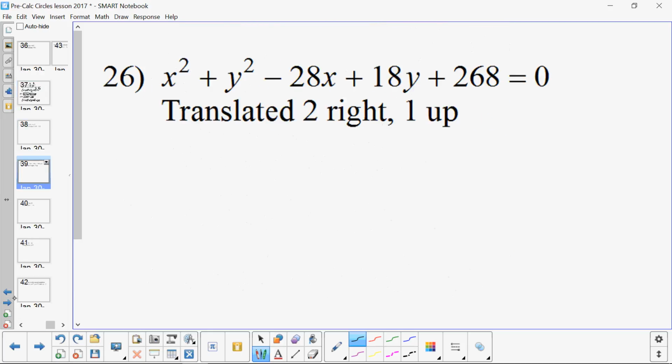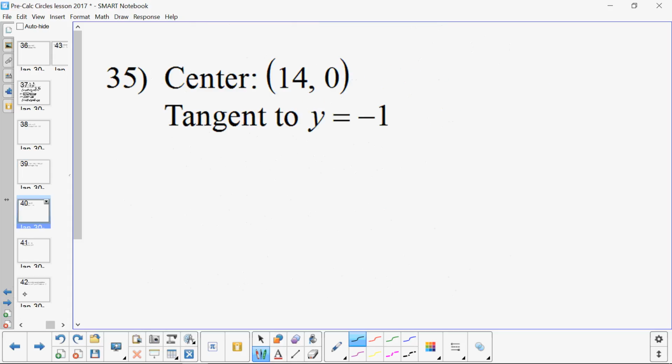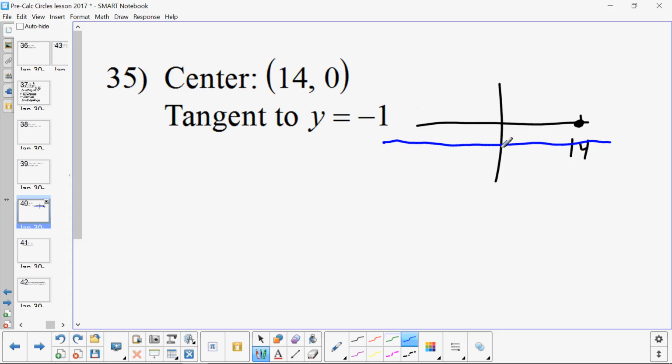34 is a similar idea. 26, oops, when I get to 26 again. 35. All right, so center and a tangent. So it's tangent to that line. It means it just touches the circle. So center, you got 14, 0. It's right here. Okay, and its tangent just touches the line of y equals negative 1. So again, y equals equation looks like this. Let's go through negative 1.